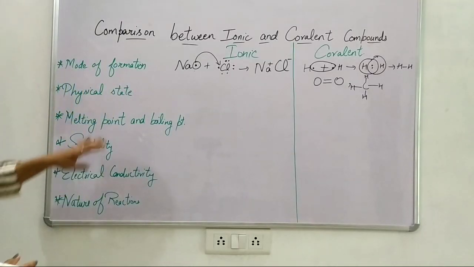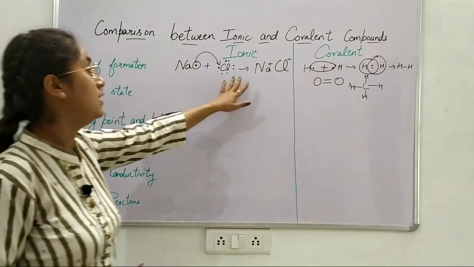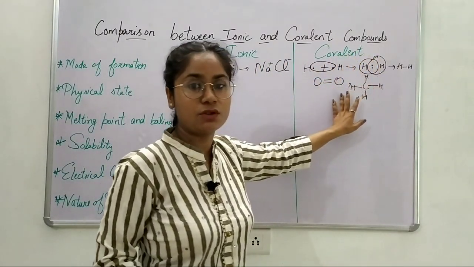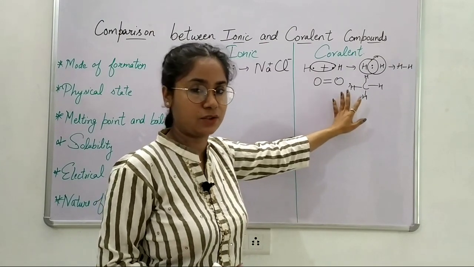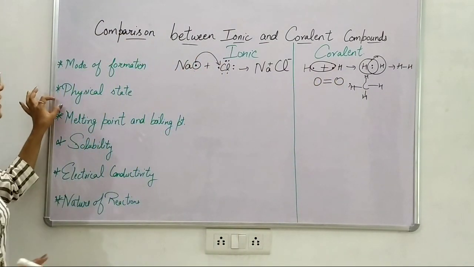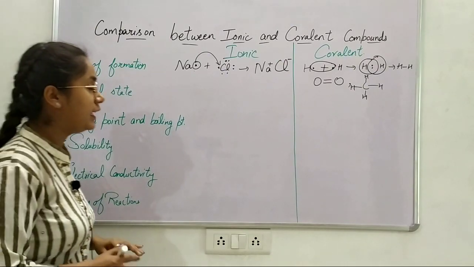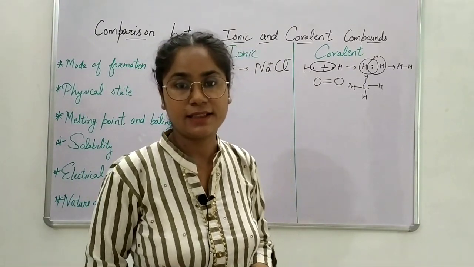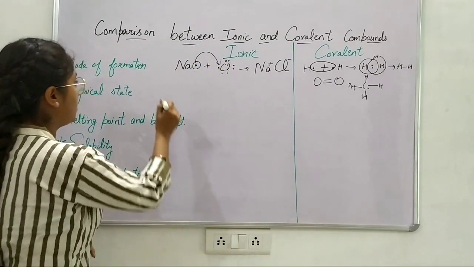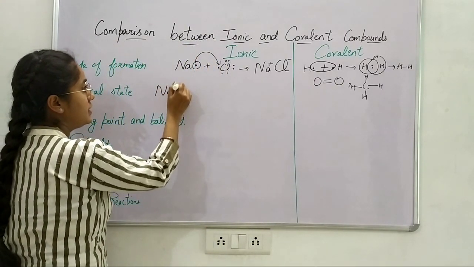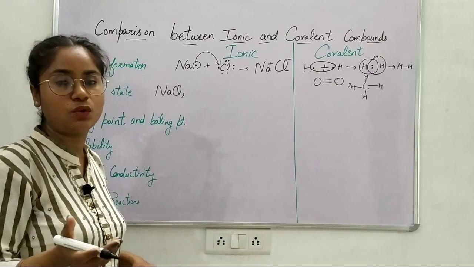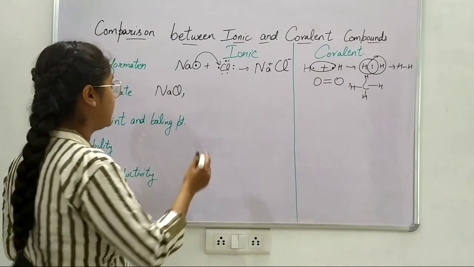So the mode of formation in ionic compounds is because of ions, and in covalent compounds is because of mutual sharing of electrons. Then we have physical state. Well, ionic compounds are most probably solid in state. Sodium chloride is solid in state. We have common salt at our home, it is solid in state.